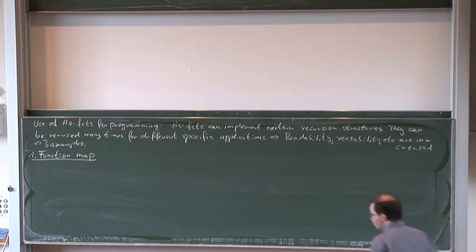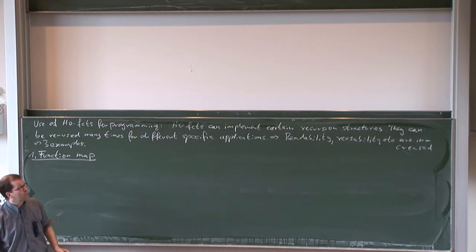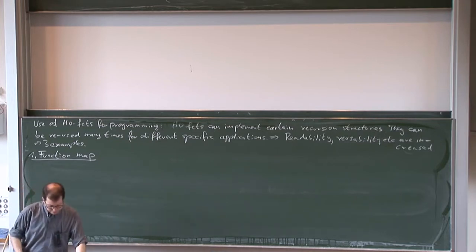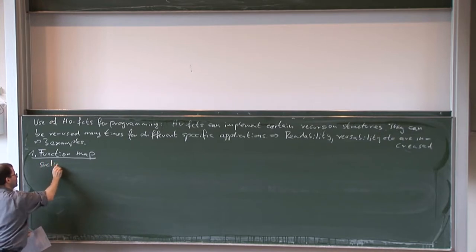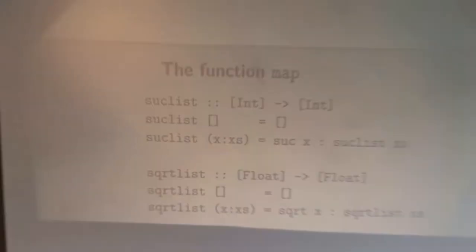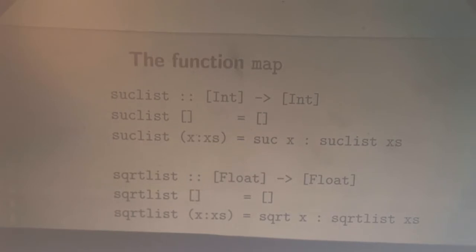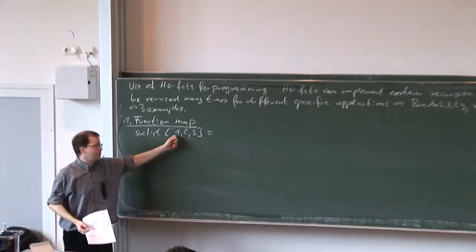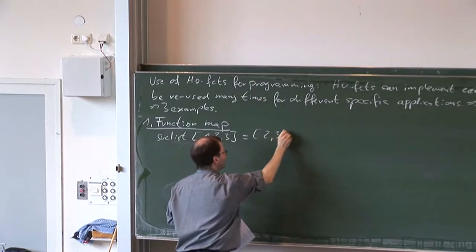So here we have 2 functions, sucklist and square root list, which do similar but different things. So what they do is the following. So sucklist takes a list of integers and increases all these integers by 1. So if you apply sucklist to the list 1, 2, 3, then you get the same list, but every number in here is increased by 1. So you get the list 2, 3, 4.